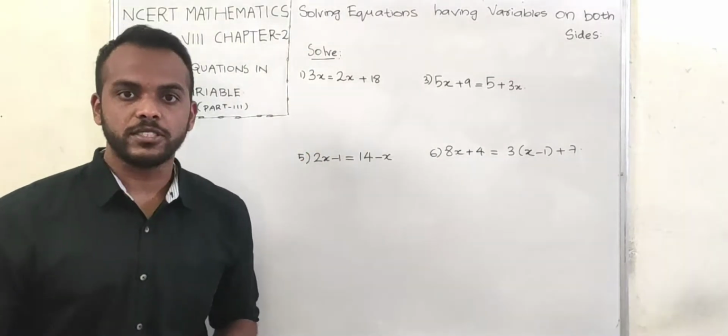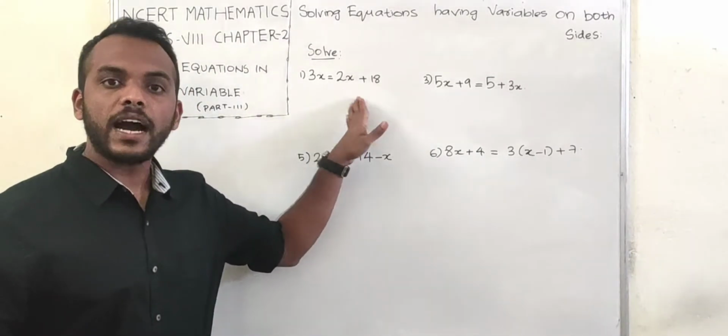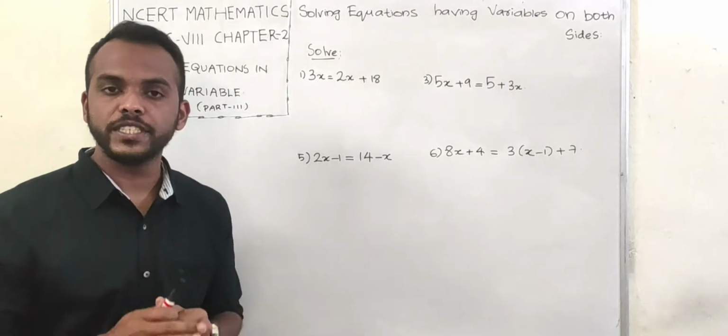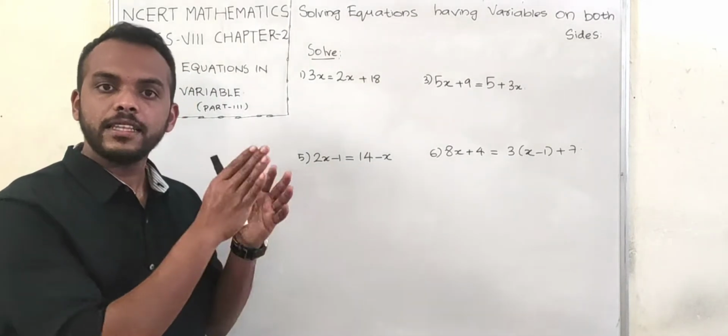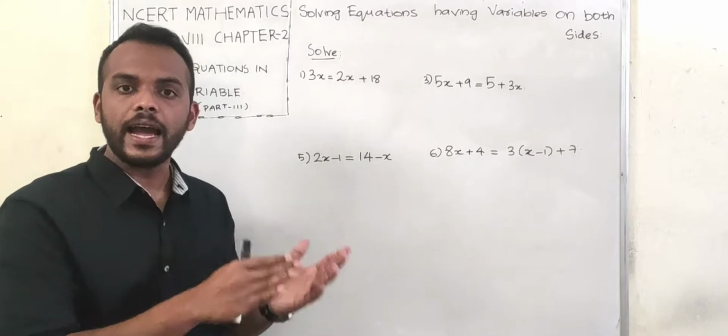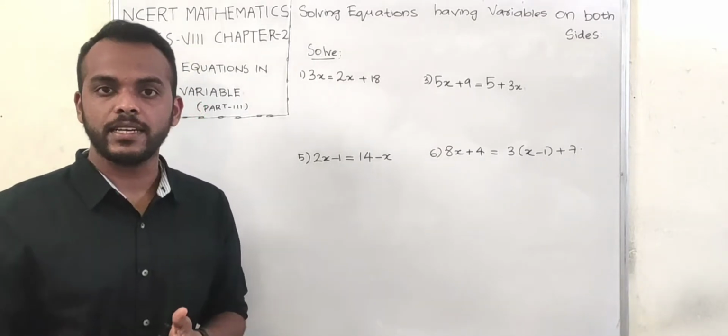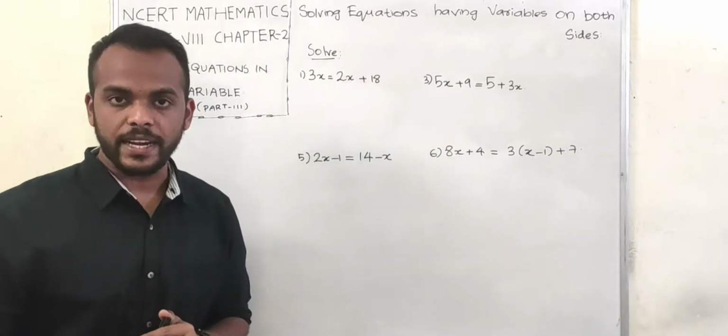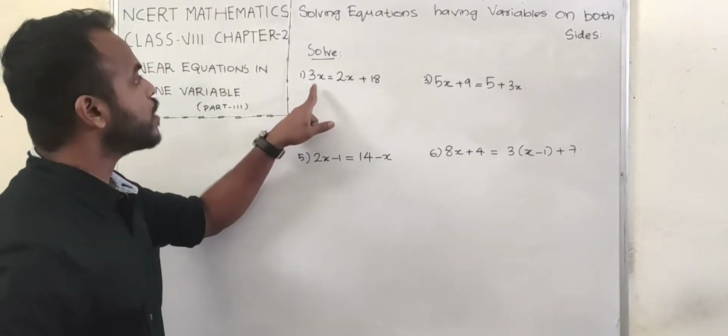Unlike the previous questions, there are variables on either side of the equation. So all we need to do is to isolate the variable part to one side and the constant part to the other side, or the numerals to one side. So let's see how to do this one.